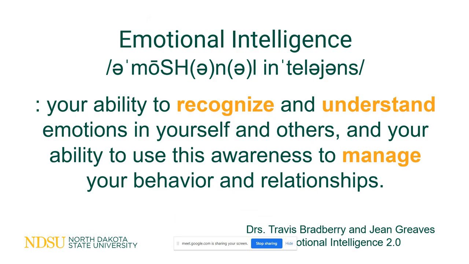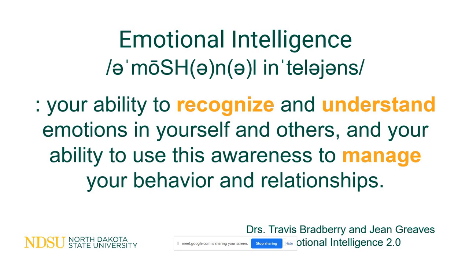Okay, so what is emotional intelligence? That is your ability to recognize and understand emotions in yourself and others, and your ability to use this awareness to manage your behavior and relationships. Now in this definition you can see how it is useful. It is very important to recognize the emotions and feelings of the person to whom you are talking. You should be able to recognize their feelings, and after the recognition, you should understand their emotions.